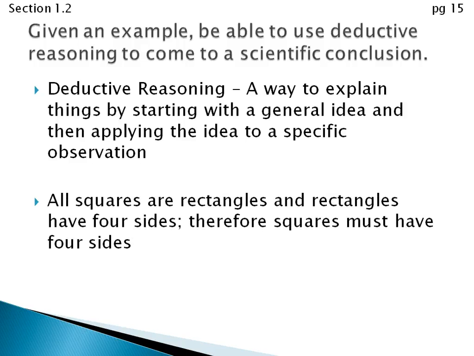An example we have here is all squares are rectangles and rectangles have 4 sides. So therefore, squares, which we've already defined as rectangles, must have 4 sides. It's basically using that logic to say, hey, if I have one thing that this is the case every single time, then this situation has to be the same thing.